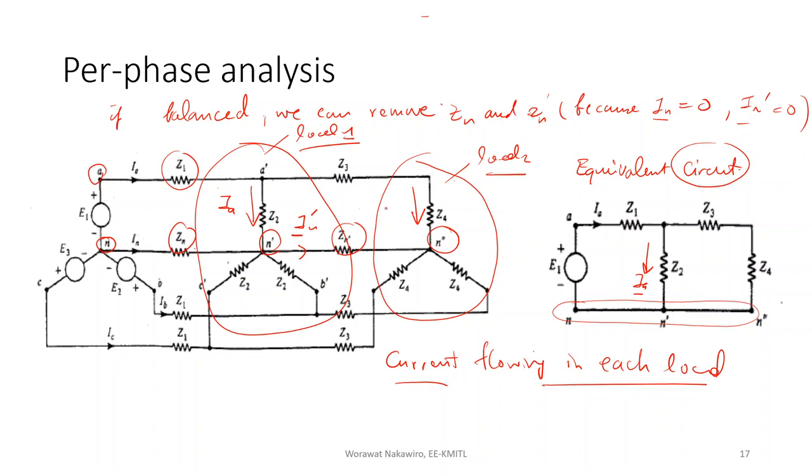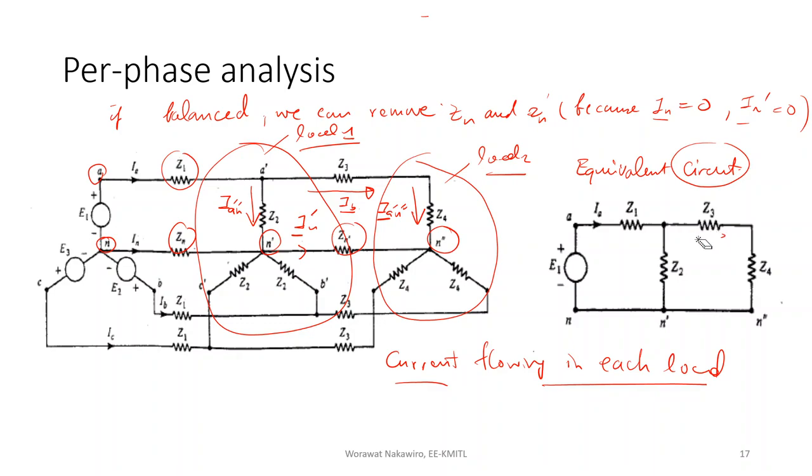And when you want to find the current IB, you can see that IB here is the same as the current flowing through the impedance Z3, and this is also IB, the same as here. So if you want to find the current flowing through each load, you have to determine IA and IB from this circuit. You may get confused with IA and IB because it's still connected to phase A. So let me denote this IA with the subscript A prime N prime, because this is a current flowing from node A prime to N prime, and IB here would be the current flowing from A prime to N double prime. Let me change this a little bit.